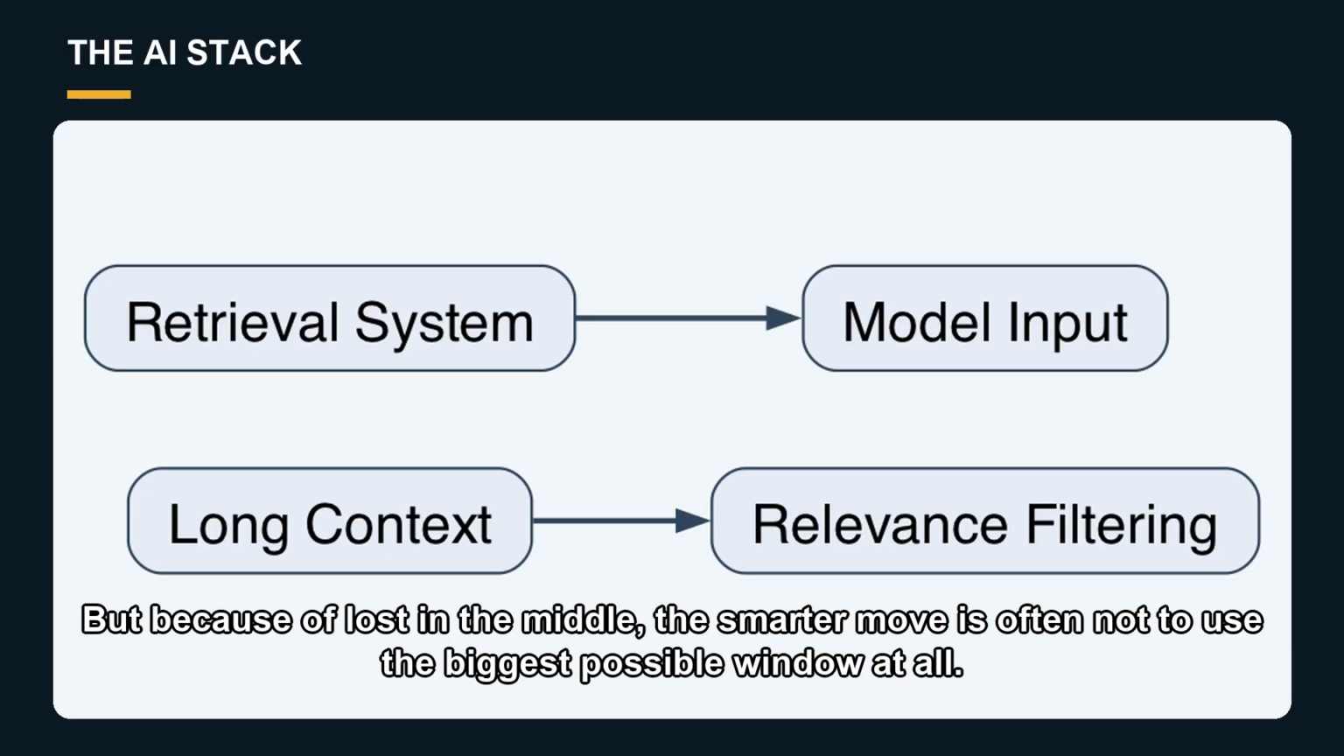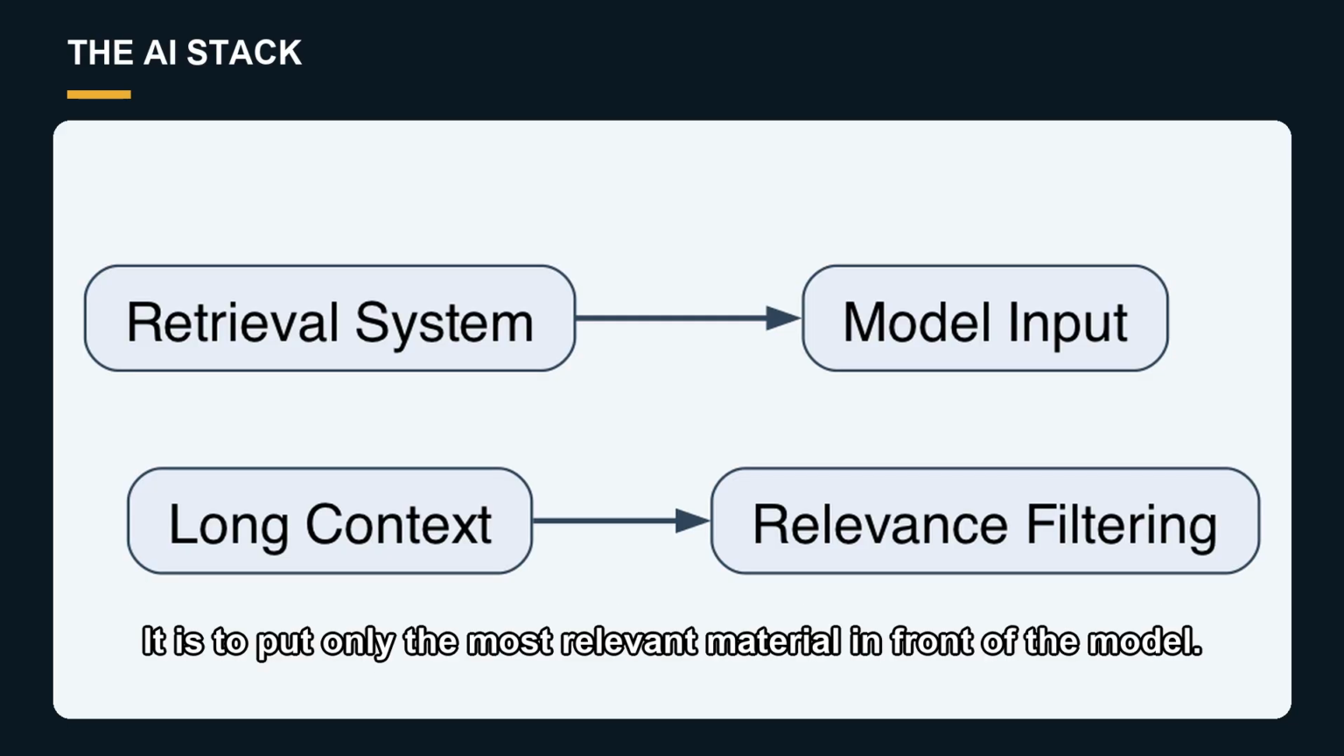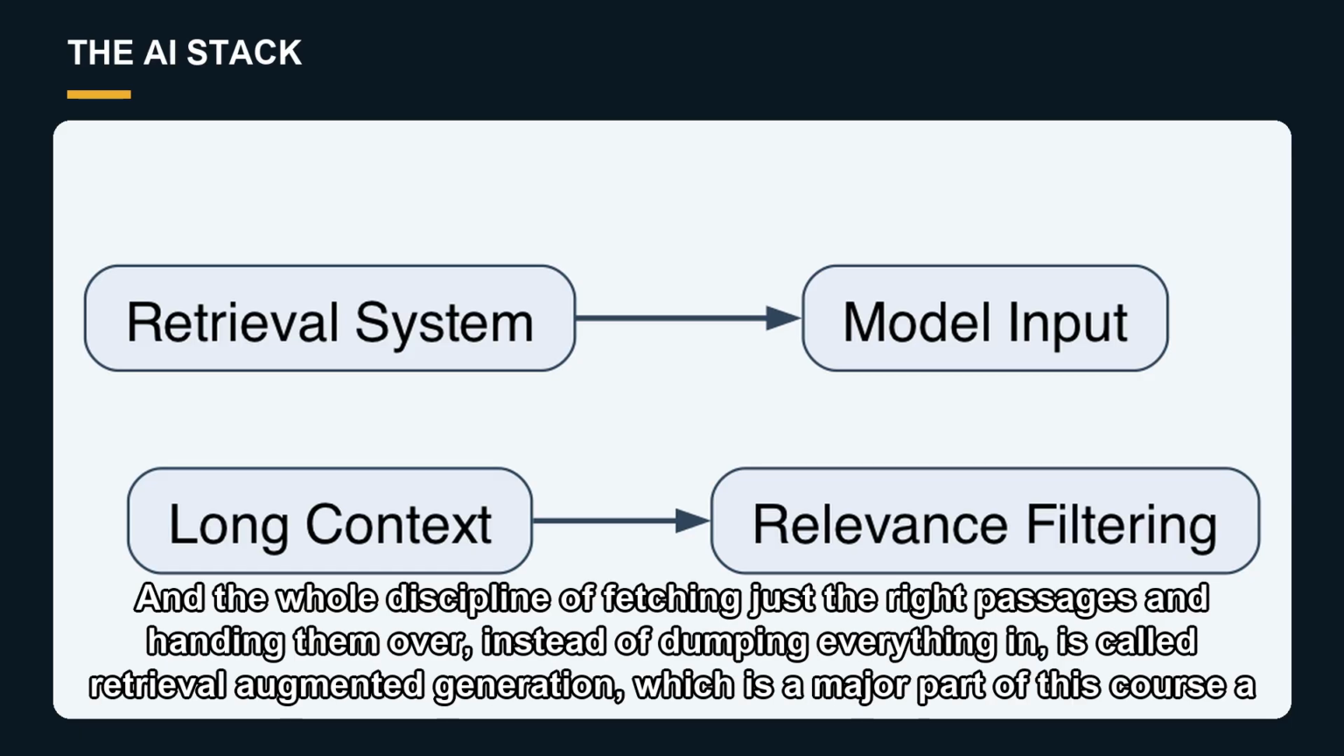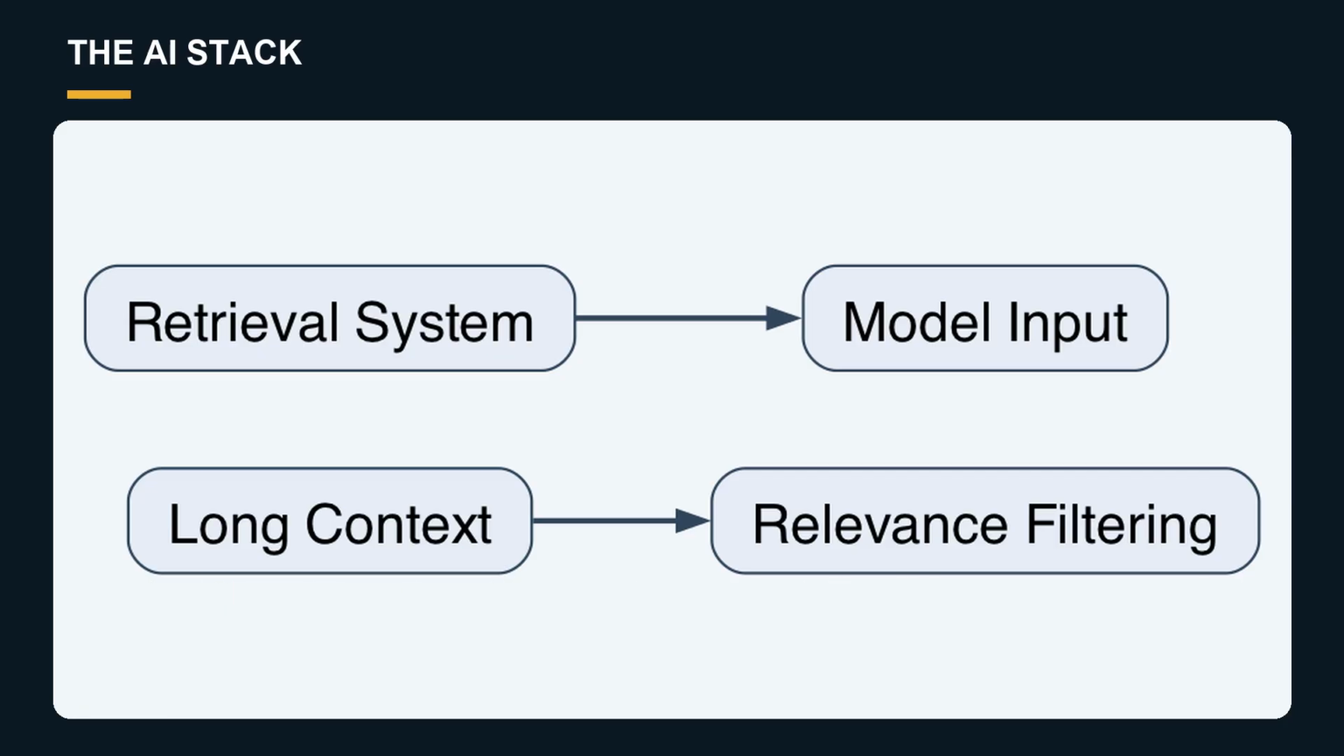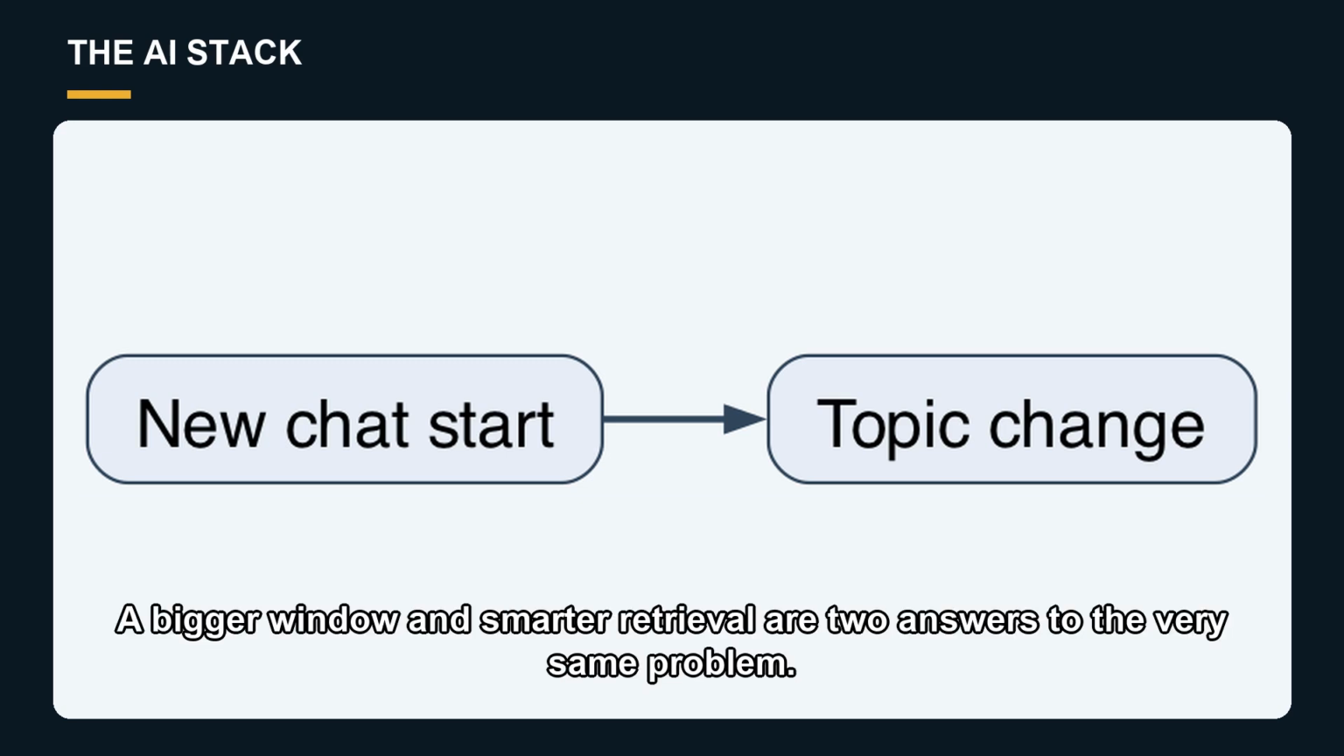But because of lost in the middle, the smarter move is often not to use the biggest possible window at all. It is to put only the most relevant material in front of the model. And the whole discipline of fetching just the right passages and handing them over, instead of dumping everything in, is called retrieval augmented generation, which is a major part of this course a little later on. Hold that thought. A bigger window and smarter retrieval are two answers to the very same problem.